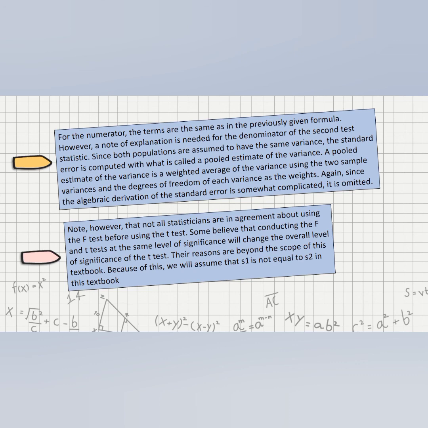Note, however, that not all statisticians are in agreement about using the F-test before using the t-test. Some believe that conducting the F and t-tests at the same level of significance will change the overall level of significance of the t-test. The reasons are beyond the scope of this textbook. Because of this, we will assume that standard deviation 1 is not equal to standard deviation 2 in this textbook.